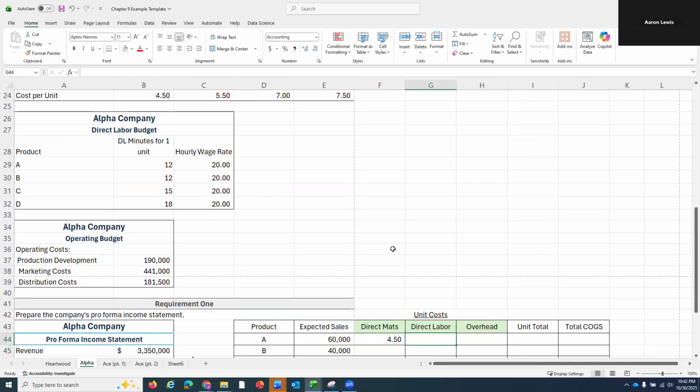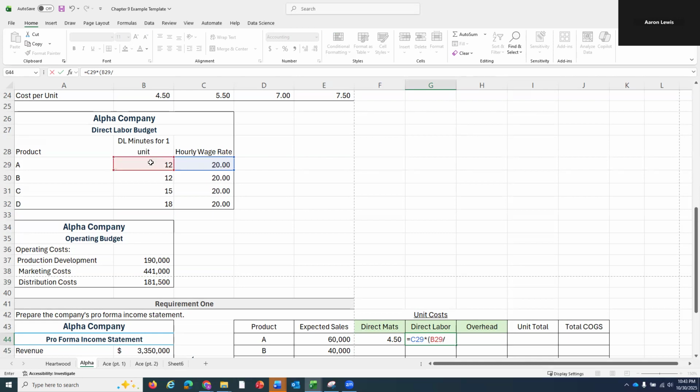What about in labor costs? Well, product A takes 12 minutes to make, but we pay $20 per hour. So what I need to do is basically break this down into, okay, if it's $20 per hour, how much do they earn every 12 minutes? And I can do that by taking the hourly rate of $20 and multiplying it by the portion of an hour that it takes to produce one unit of product A. And that portion is 12 minutes.